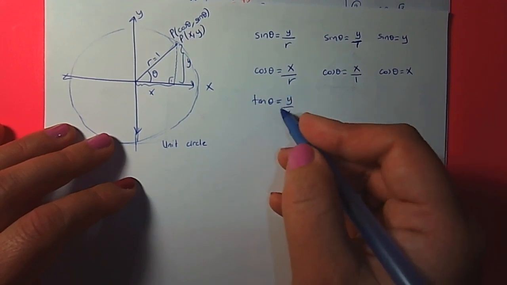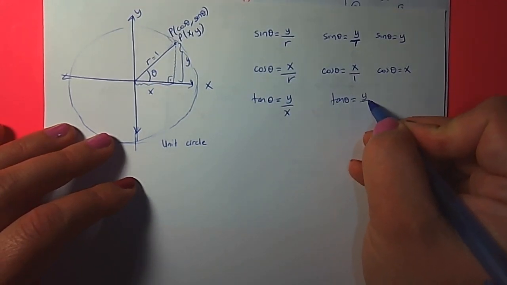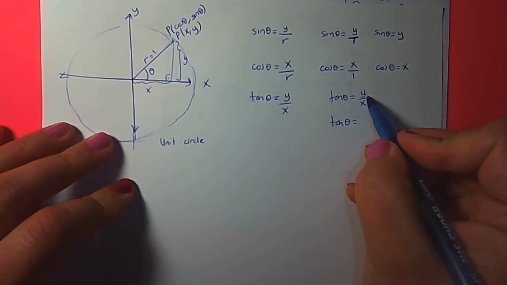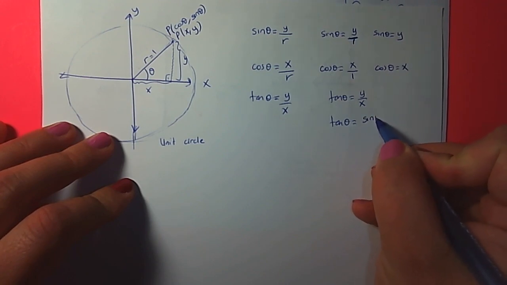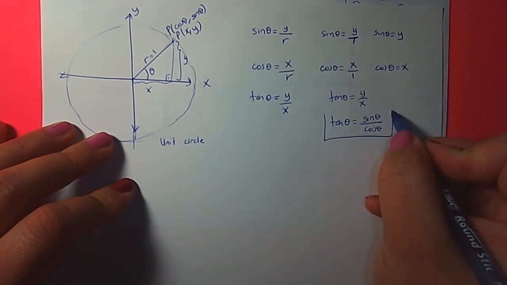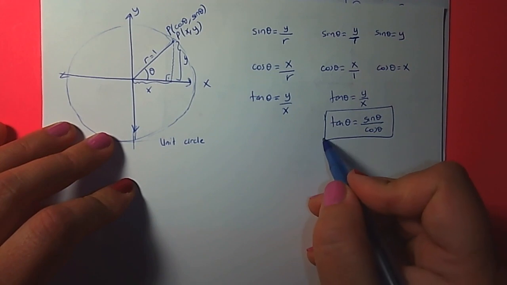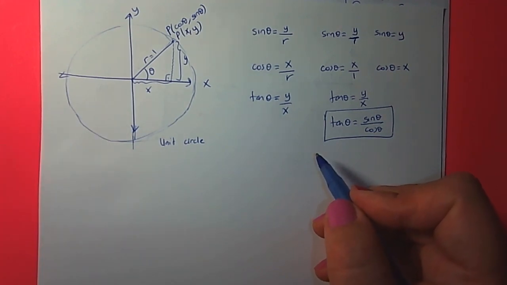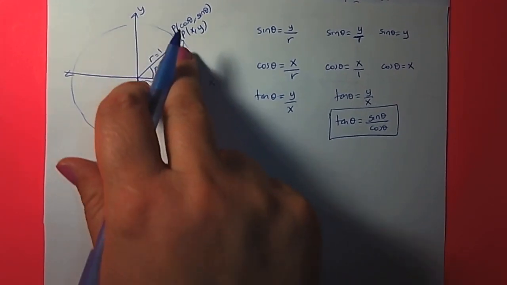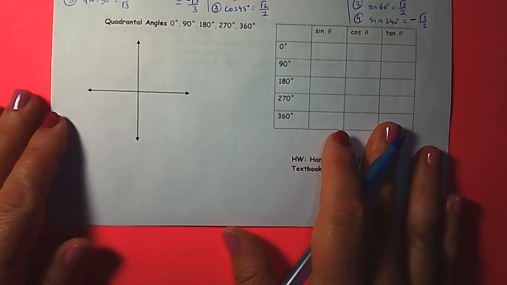Okay, and tangent theta is still y over x. Now we can also say that if y is sine theta and x is cos theta, tangent theta is also equal to sine theta over cos theta. You're going to use this information later on when you're proving identities. So this unit circle is very helpful when we are working with quadrantal angles.